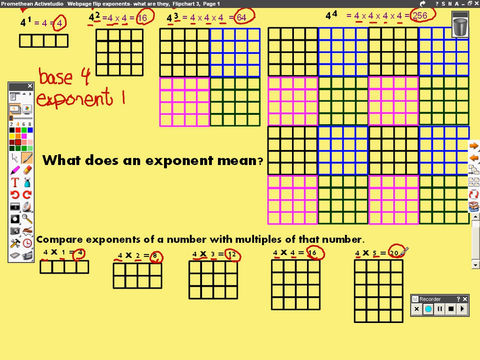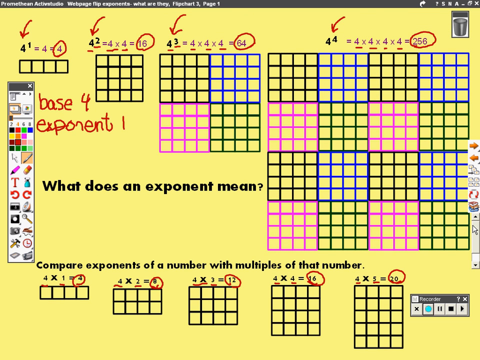Exponents are different because they don't do what multiples do. Multiples just multiply the number by another number in order to get the multiple of that number. But for exponents, whatever the base is, the exponent tells us how many times to multiply the base by itself. So for example, 4 times 4 is 16. We multiply 16 then by another 4, and we get 64. We multiply that by another 4, and we get 256.